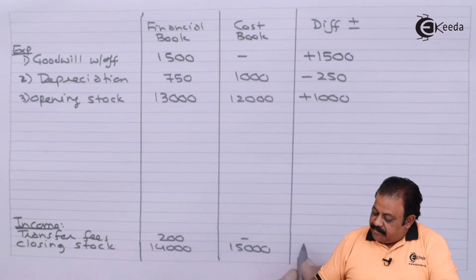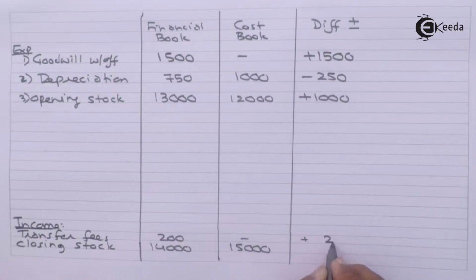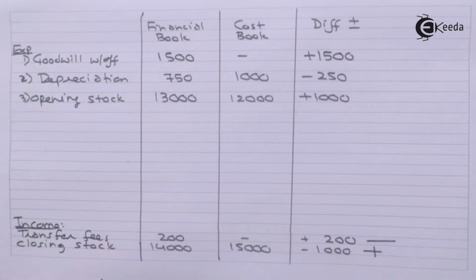Transfer fees 200. It will be plus 200, but it is an income. So here we are required to reverse the sign. We'll take minus. Closing stock 14,000 minus 15,000. It is minus 1,000. We'll take plus 1,000.